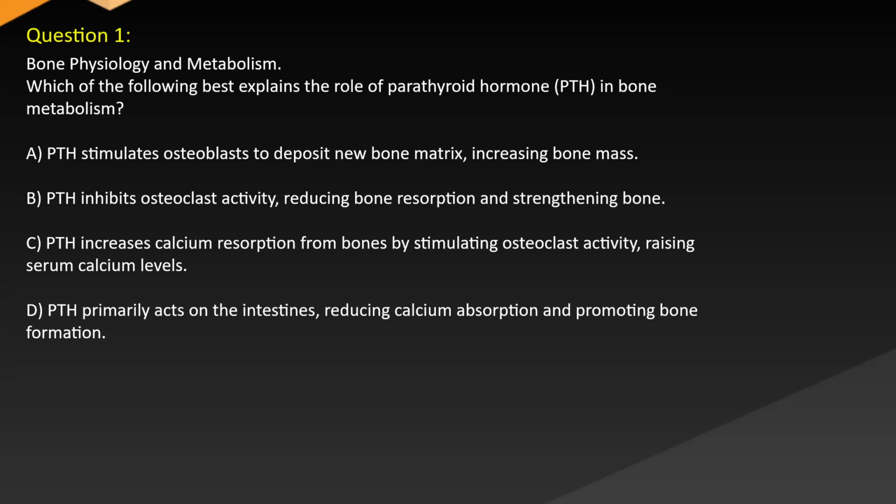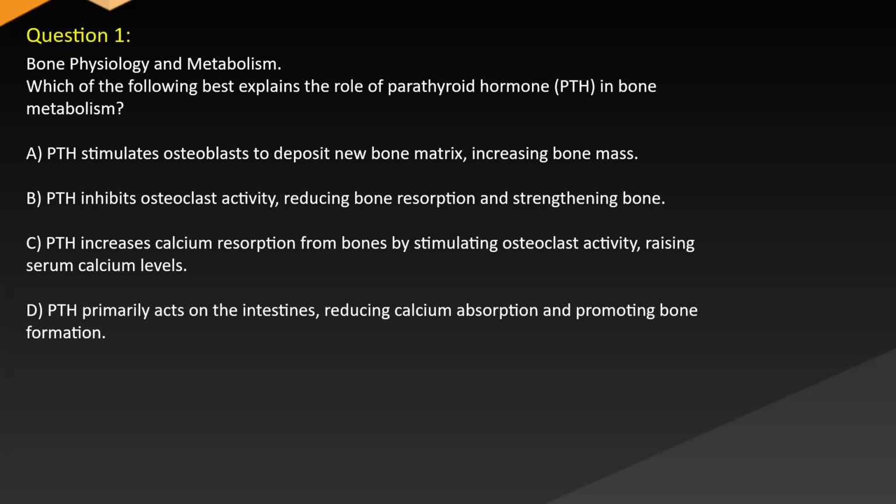Question 1. Bone physiology and metabolism. Which of the following best explains the role of parathyroid hormone, PTH, in bone metabolism? A. PTH stimulates osteoblasts to deposit new bone matrix, increasing bone mass. B. PTH inhibits osteoclast activity, reducing bone resorption and strengthening bone.